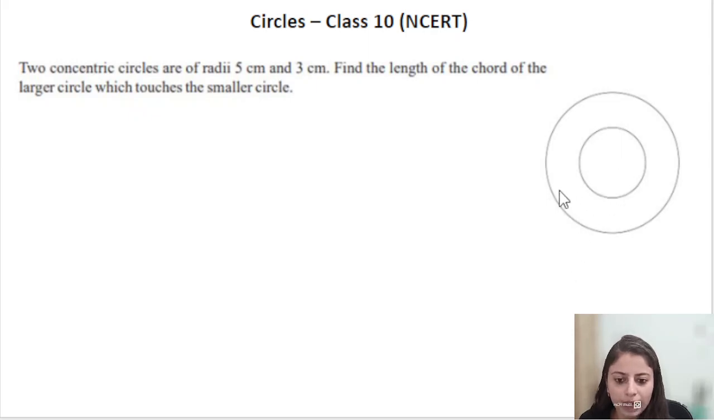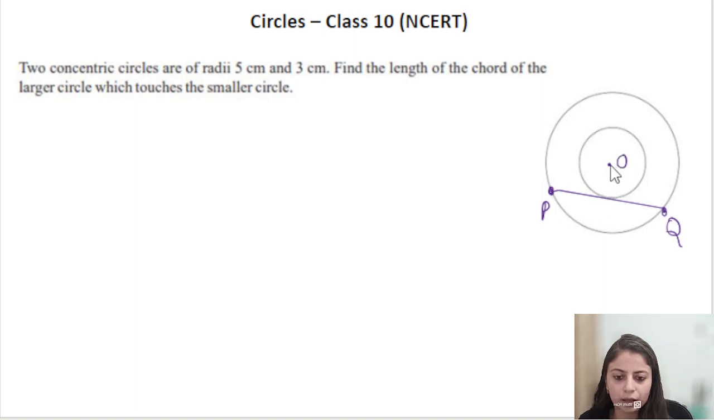Okay, so यहाँ पे हम पहले chord draw कर लेते हैं. So this is my chord that touches the smaller circle. Okay, and I'll take this point as P and I'll label this point as Q. Okay, and let us label this center as O.